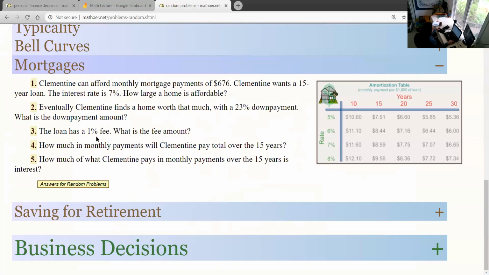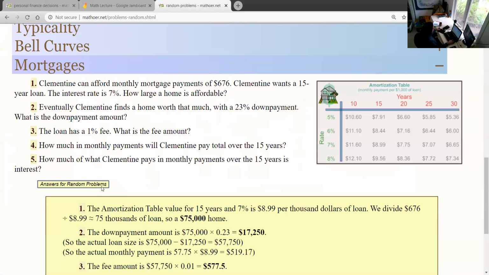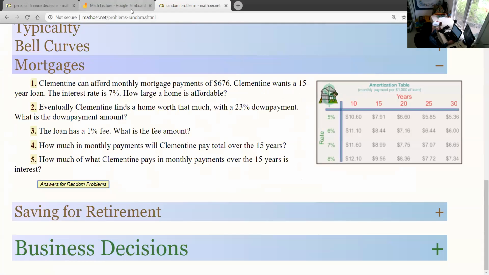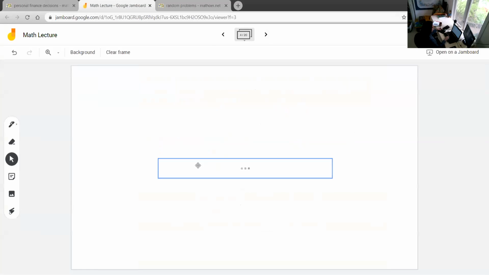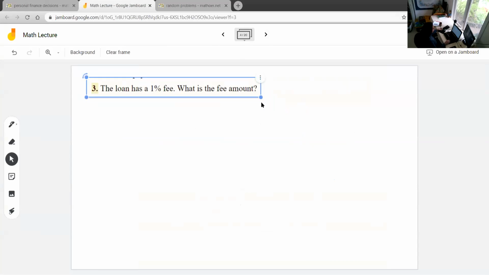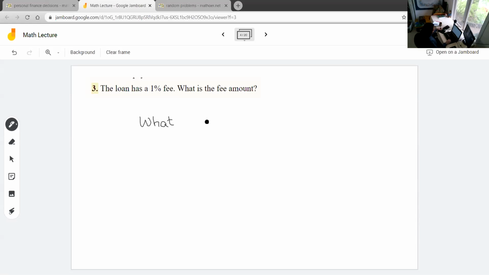The loan has a 1% fee. What is the fee amount? Let me make sure that I am doing that. It's been so long since I programmed my answers. I wanted to make sure I wasn't messing it up. Okay, what I can't ask, so don't write this, is what is 1% of the 75,000. It sounds like I might want to say that, but that's wrong. So somebody tell me why that's the wrong question.